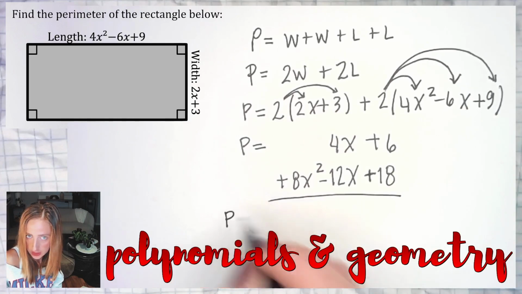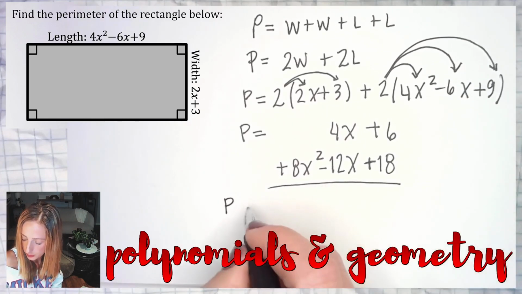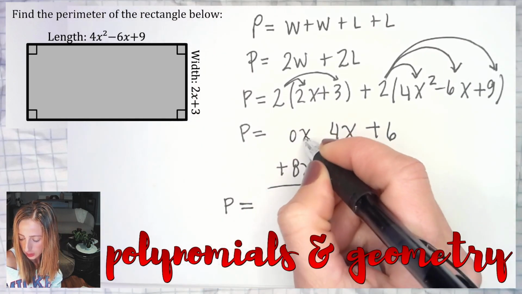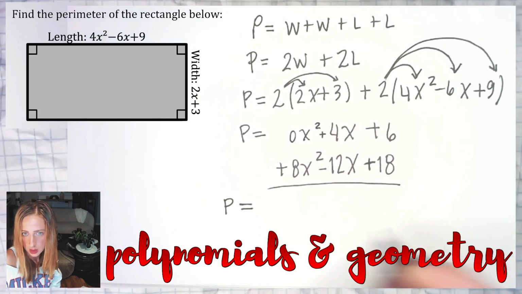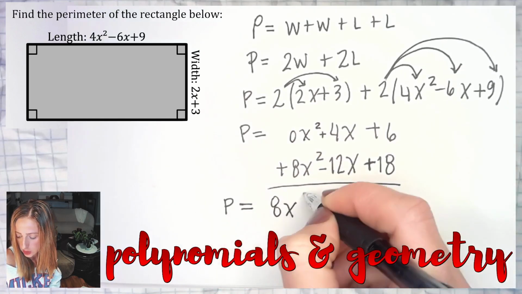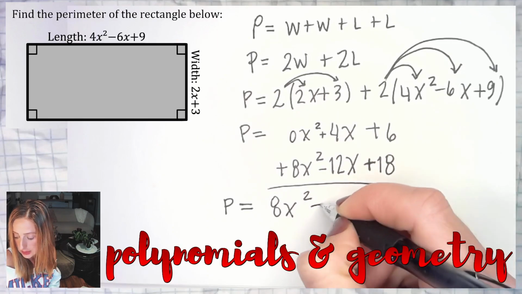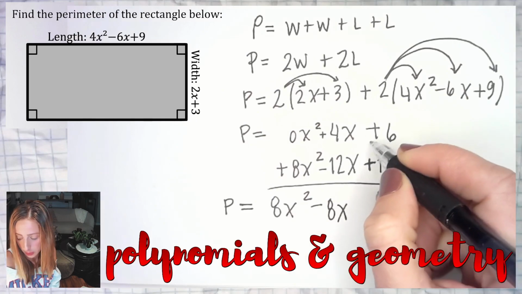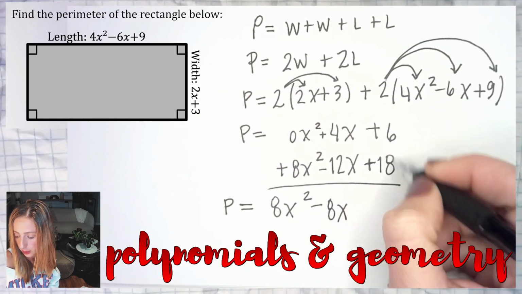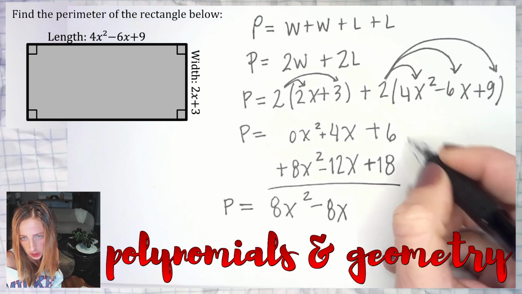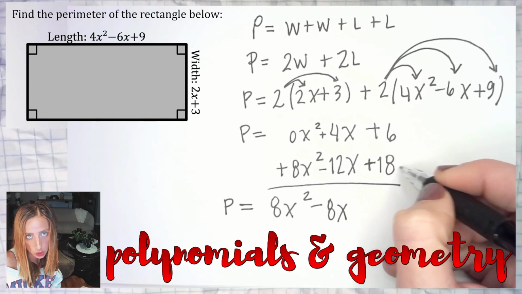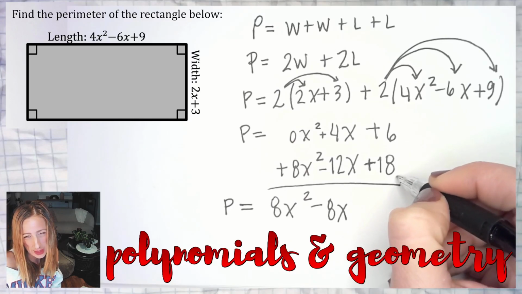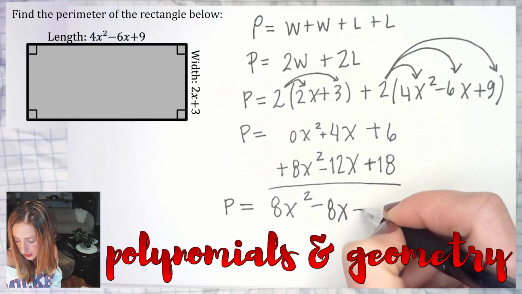So final answer will be, let's scooch this up just a bit, perimeter equals, add straight down, that's really a 0x squared if you need, and that's a little plus. So this is 8x squared. 4 take away 12 is negative 8x. You should know your rules for adding and subtracting with positive and negative. 6 and 18. If you're adding mental math wise, I would add 2 and then 4 to the 18. 2 and 4 makes 6. 2 gets you to 20. 4 more, 24. Keeps it simple.